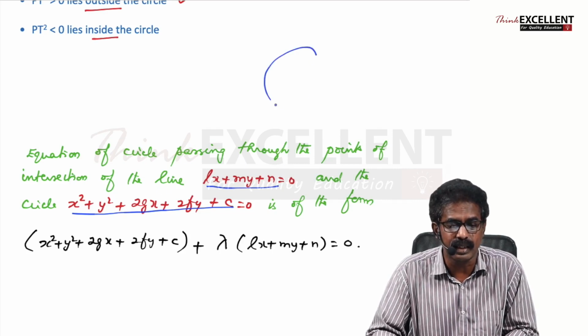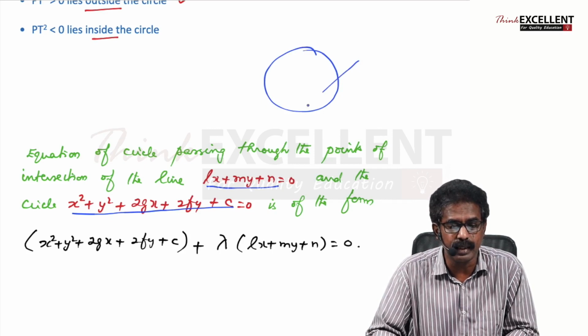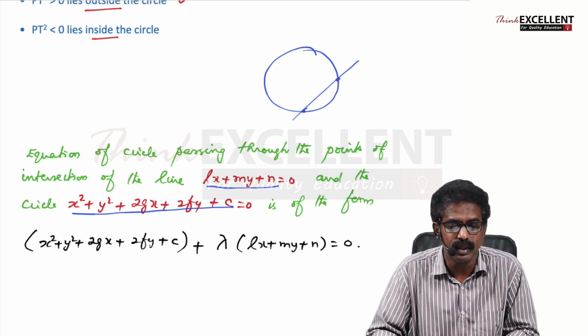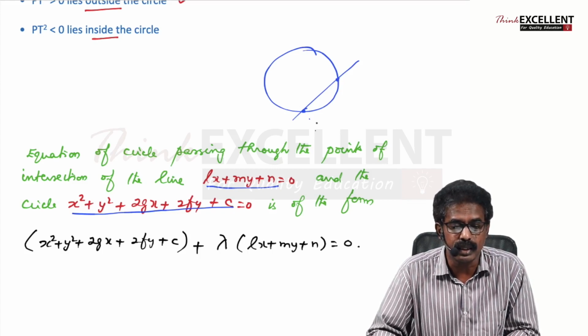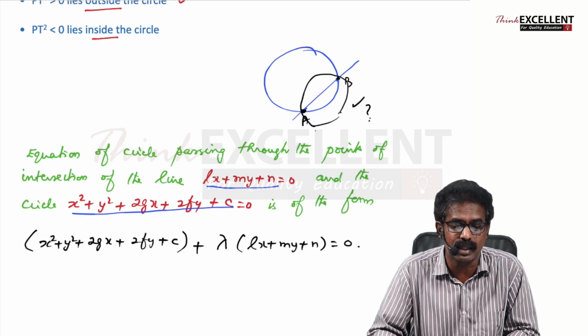See, a circle is given. A line cuts it at two places, right? We want a new circle which passes through the intersection of these two, that is, through these 2 points. You can draw a circle with this as diameter, right? What's the equation of that circle?